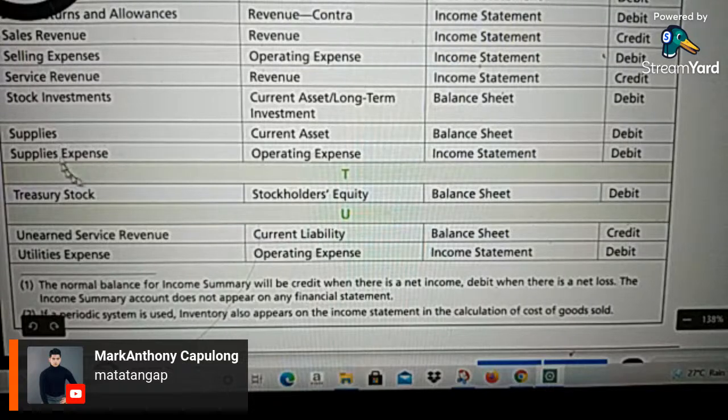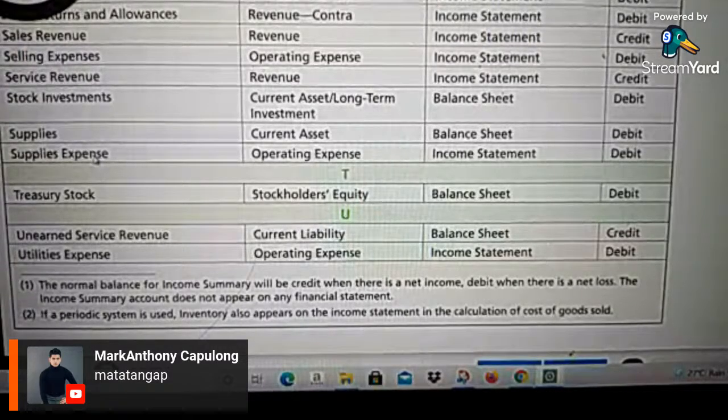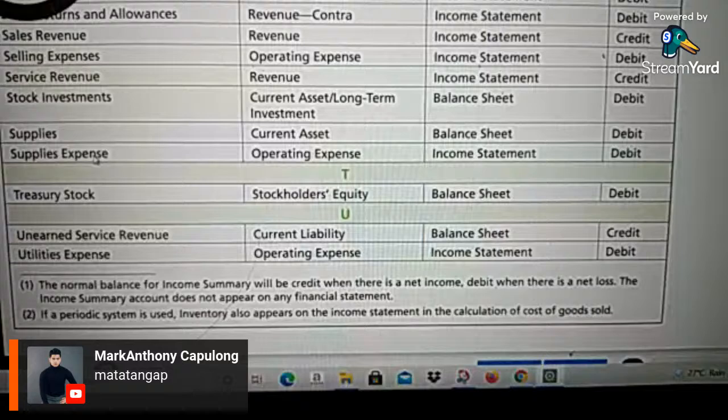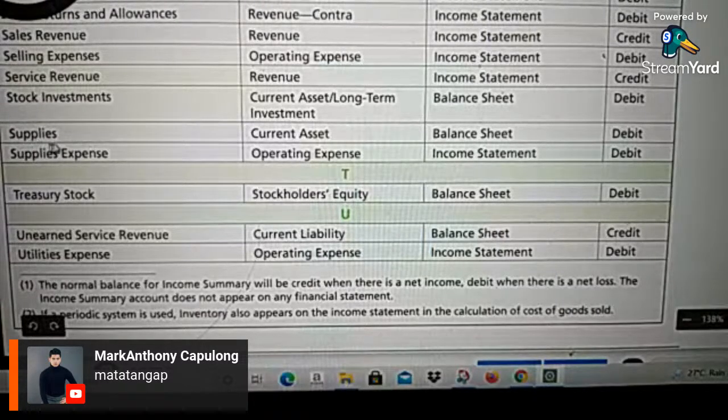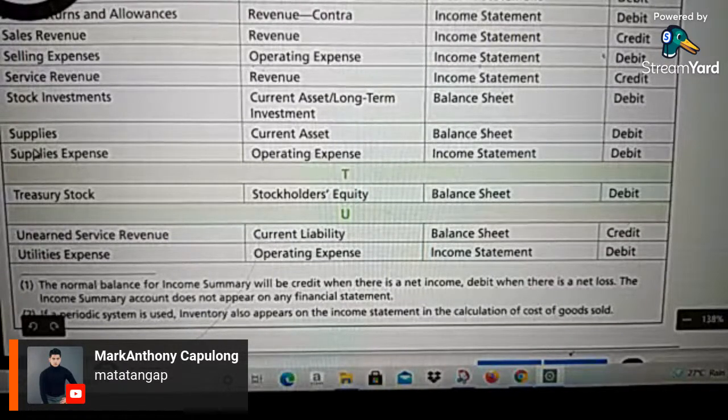Supplies expense. This is the amount of money you already paid in order to, or, for example, supplies is not yet used, is not yet consumed. Supplies expense is already consumed. For example, chalk. 1 box of chalk. So after 1 month, 30% of the chalk was already used. So how much chalk do you have as your supplies? 70% supplies of chalk is still there. How much supplies expense had you incurred for that month? 30% because you already used it. That is how we record this transaction.